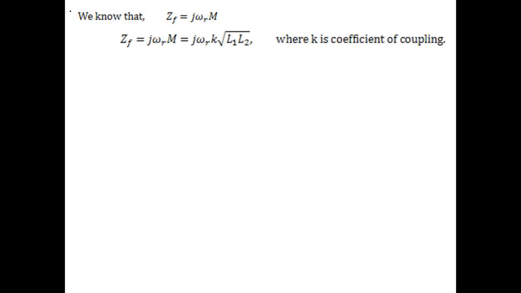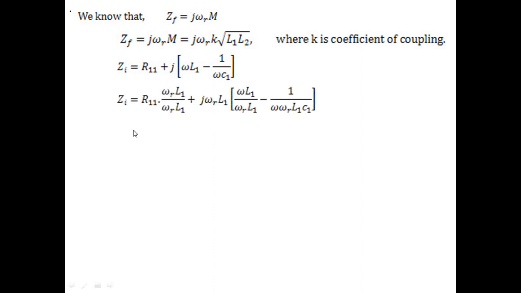Let us see. We know that Zf is equal to the mutual impedance, J omega R into M. We know the formula for M: M is equal to K into square root of L1 and L2, where K is the coupling coefficient. Similarly, we know the formula for Zi equal to R11 plus J into omega L1 minus 1 by omega C1. Now rewrite this formula, both multiply and divide with omega L1. That's what we are doing.